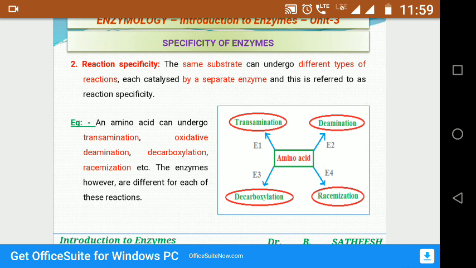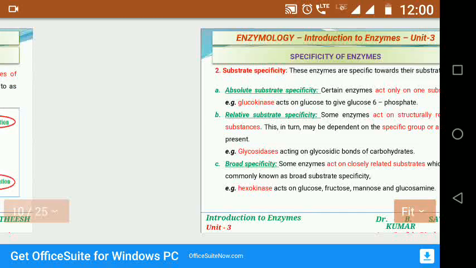So for only one substrate, we have different types of enzymes based on their reactions. Okay, so those enzymes are very specific for their reaction, so that is why those kind of enzymes are called reaction specific enzymes.